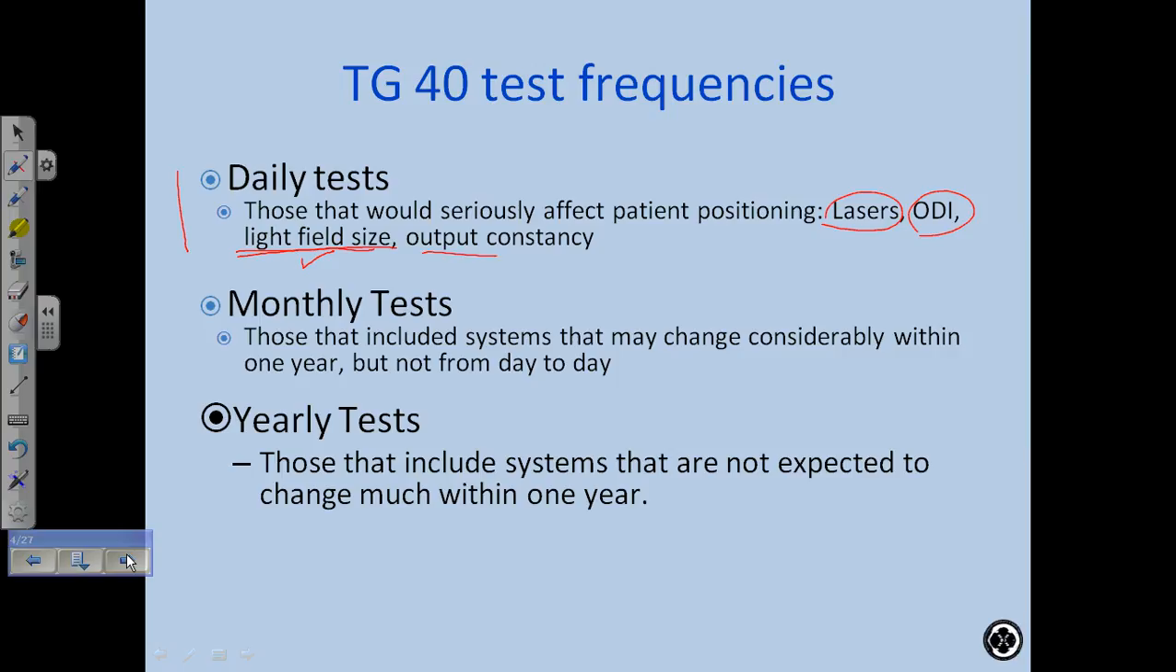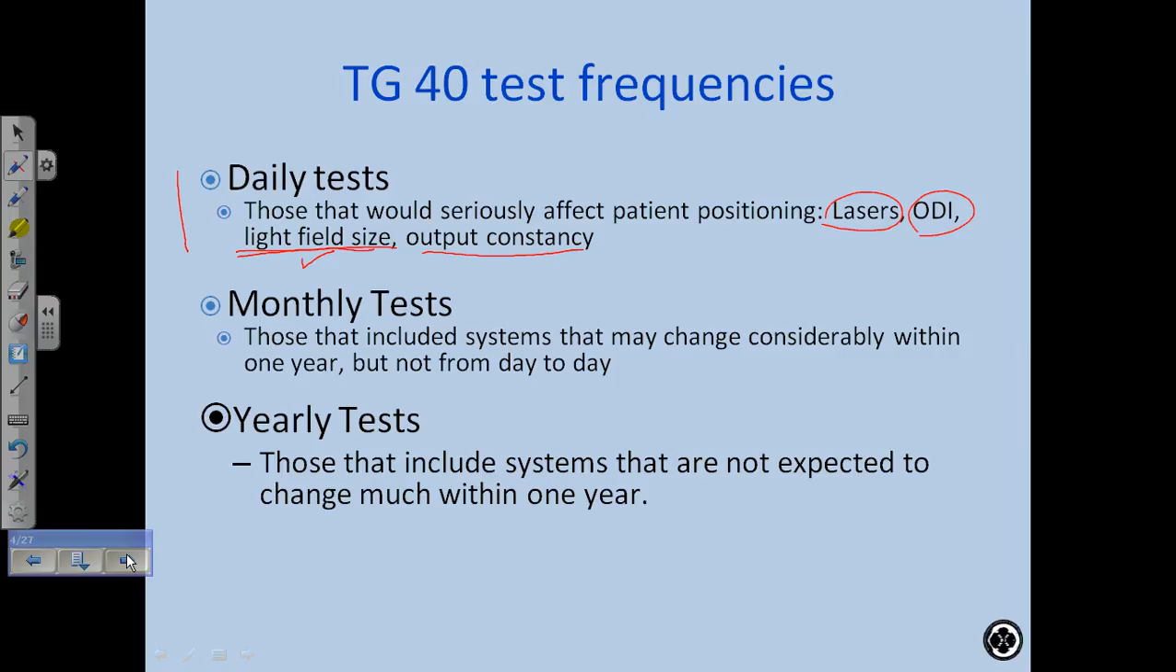Output constancy. Does the output of the machine change? Very rarely. When I do TG51 every year, I rarely have to tweak it. Okay. So at least for a Varian machine. Of course, that depends on the machine. Some machines might fluctuate more than others, like an older machine, so it's a good idea to do output constancy for all machines.